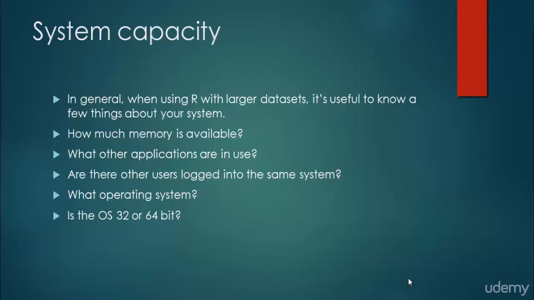You can just use the task manager to see the processes in it, who the other users logged into the system are, what operating system your system uses, and whether the OS is 32 or 64-bit. Currently it's a 64-bit OS, that's why we are working with the 64-bit version of the R program.